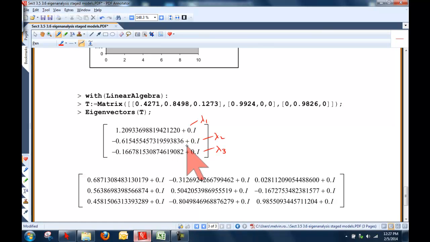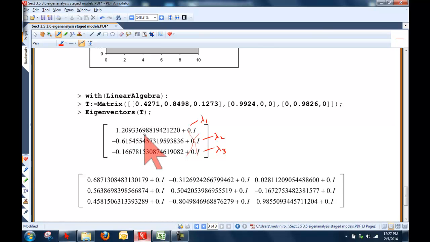Second comment, what is this business? Here's a number plus 0, I. Capital I is Maple's notation for the imaginary unit, square root of -1. And in each case, the coefficient on the I is 0. So, though we won't go into this much, eigenvalues certainly can turn out to be complex valued. In this case, Maple is prepared to give complex values, but these happen to work out to be real valued. So I can ignore this part for purposes of this example.